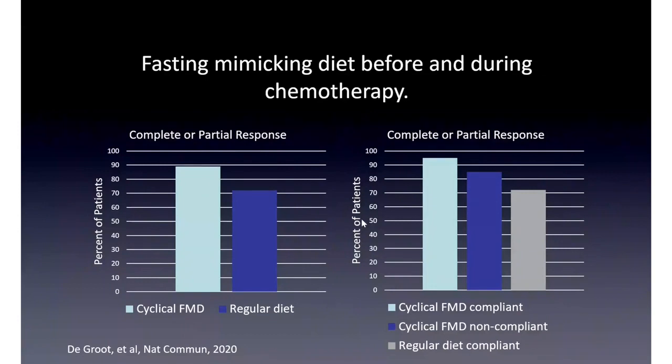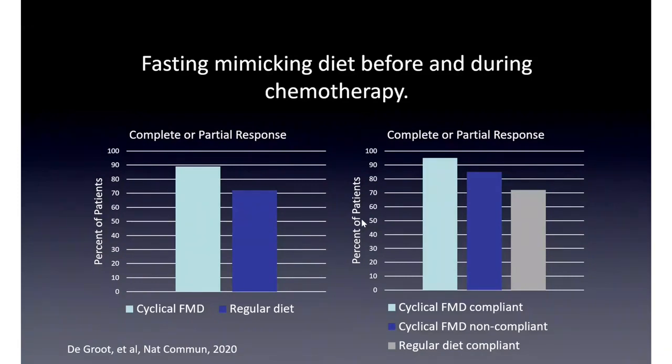Using cyclical fasting mimicking diets and looking at the effect or the complete response, complete or partial response versus progressive disease or no response. And we anticipate in breast cancer that when we give neoadjuvant chemotherapy, most patients will have at least a partial response. And what they found is that if they just looked at all participants who were randomized to the cyclical fasting mimicking diet, almost 90% of them had a complete or partial response, whereas the regular diet patients, it was about 72%. But if you actually divided them out, not by what they were randomized to, but what they actually did, those that were compliant with the cyclical fasting mimicking diet, it was 95%. There was actually only one patient who did not have a complete or partial response.